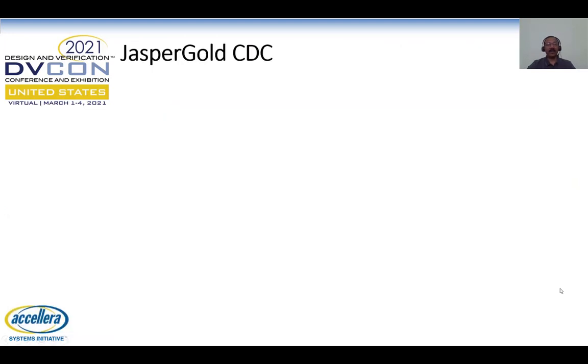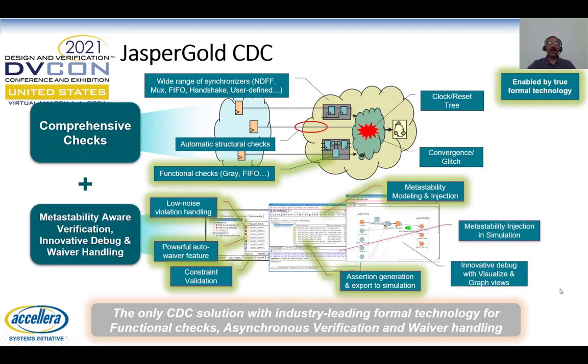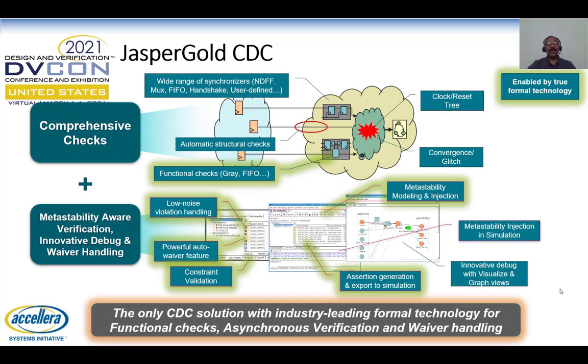If I look at the complete picture of how JasperGold CDC offers different capabilities and features, it comes with a comprehensive set of structural and functional checks, followed by metastability aware verification capabilities and innovative debug and waiver handling. This is the only tool in the industry which uses formal technology under the hood for functional analysis, asynchronous logic verification in form of metastability injection, and smart waiver handling.